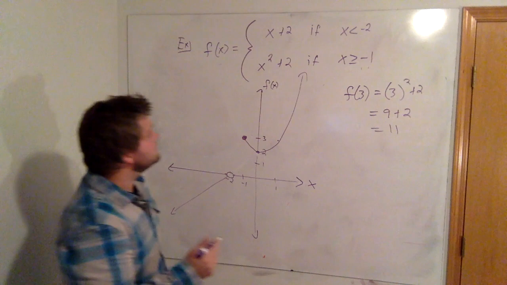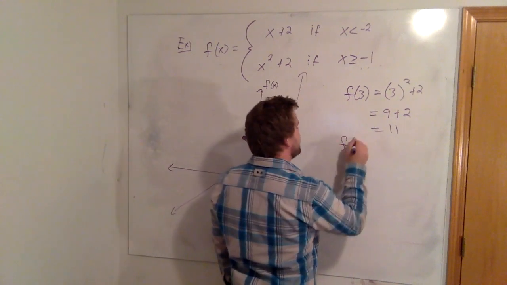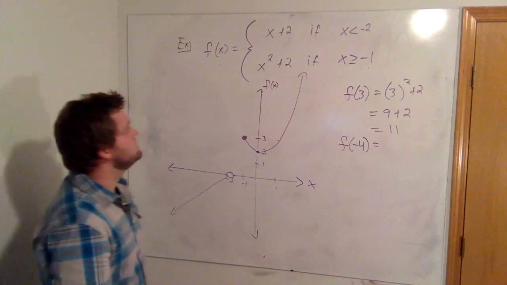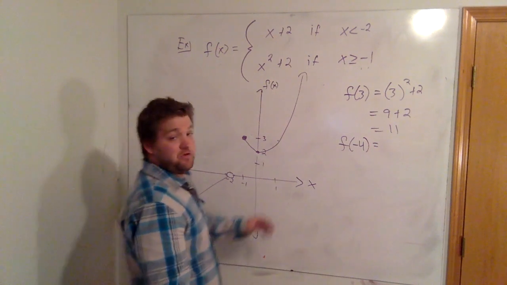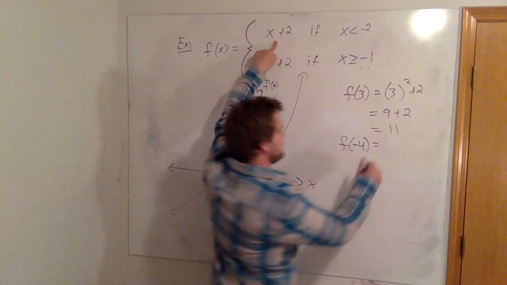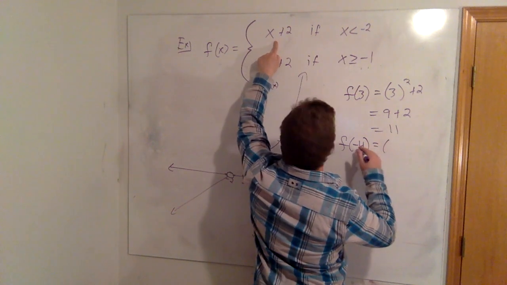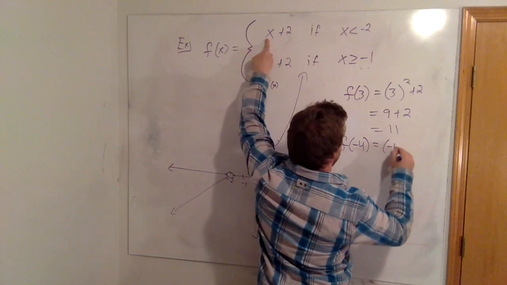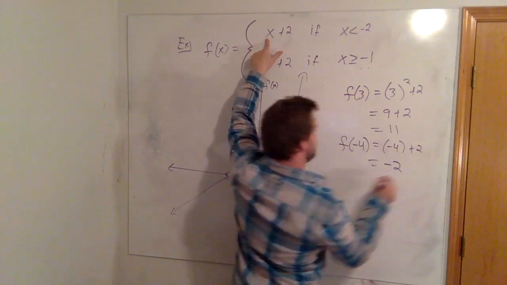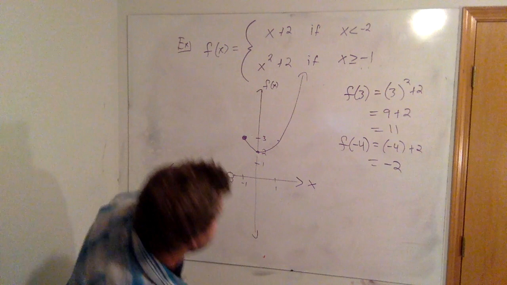Okay, let's go ahead and evaluate this function at -4, for example. We should note that -4 is less than -2, so I want to use this version of the function. I'll replace x with -4, so -4 plus 2. I get out -2, so that's how we evaluate.